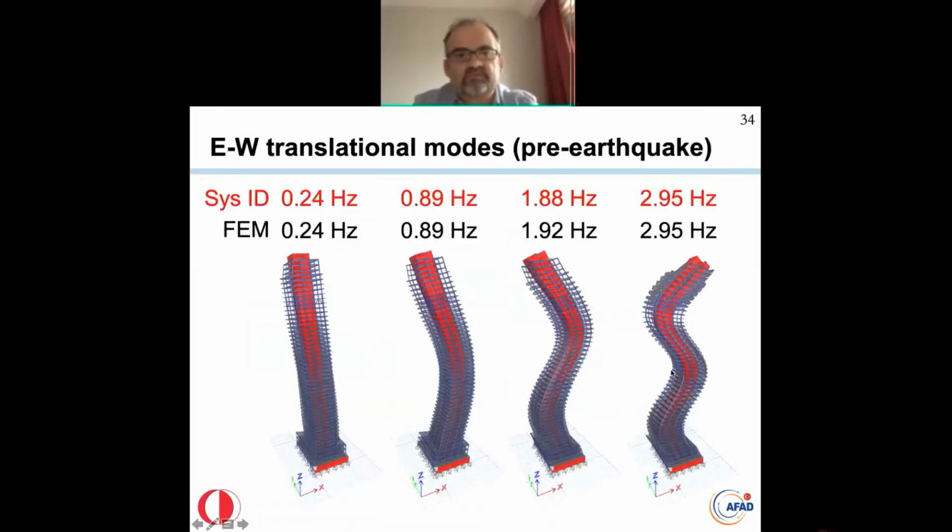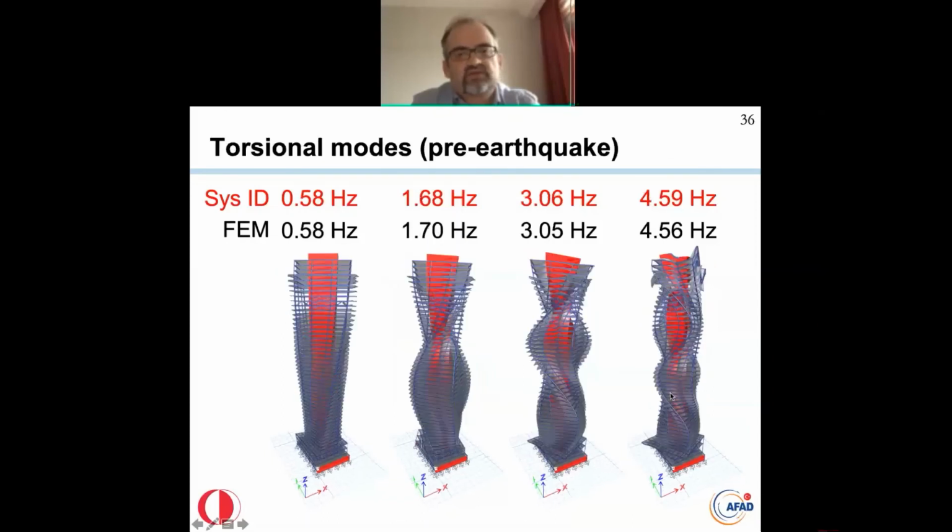And the match with the system ID results is actually unbelievably good here. So you see that all these numbers are right on target. So this is the east-west, and here you see the north-south one, okay, and the torsional ones, okay.